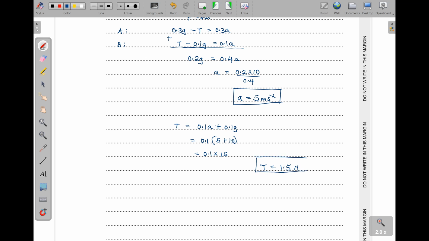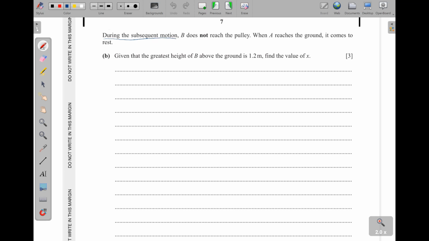During the subsequent motion, B does not reach the pulley. When A reaches the ground, it comes to rest. Part B: given that the greatest height of B above the ground is 1.2 meters, find the value of x. Now, in our sketch, we have this one as the pulley. Then A, let's say, reached the ground here and the string becomes slack. The string is slack there.